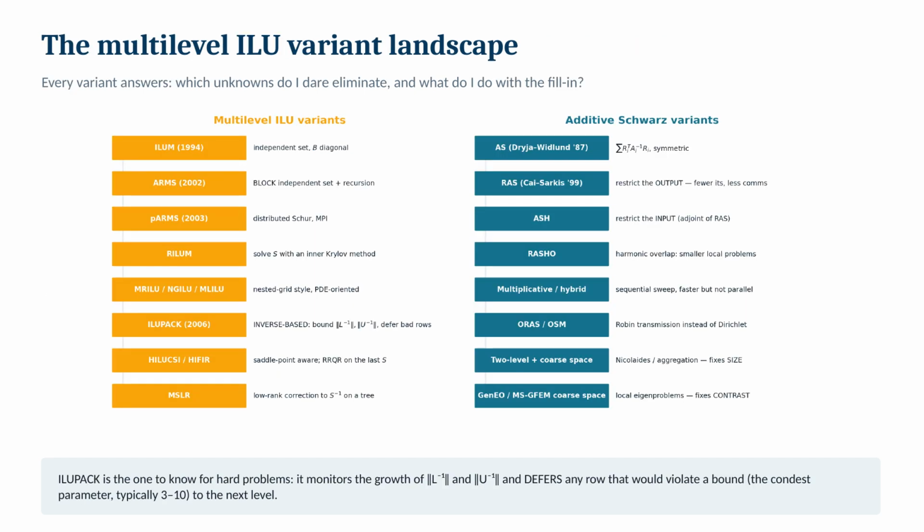The variants, quickly, because the names are otherwise impenetrable. ILUM: scalar independent set, B diagonal, recurse. The original. BILUM: block independent sets, the block diagonal. ARMS: block independent sets plus dual thresholding, in the factors and in the Schur complement. ARMS DDPQ: non-symmetric permutations, chosen with a diagonal dominance weighting for strongly non-symmetric problems.